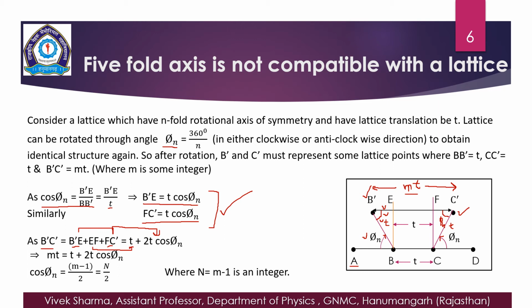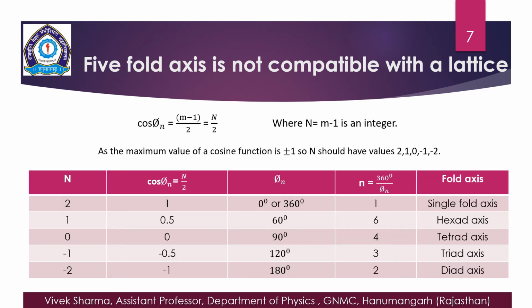But we have already defined that B dash C dash must be M T, where M is some integer. Put B dash C dash equal to M T. T will be cancelled out. After some simple mathematics, we will get cos phi n equal to (M minus 1) by 2. As M is some integer, M minus 1 must be some integer, that is represented by capital N here. So it's an important result that cos phi n equals N by 2 in our case. So cos phi n equals (M minus 1) by 2 or capital N by 2, where capital N equals M minus 1.